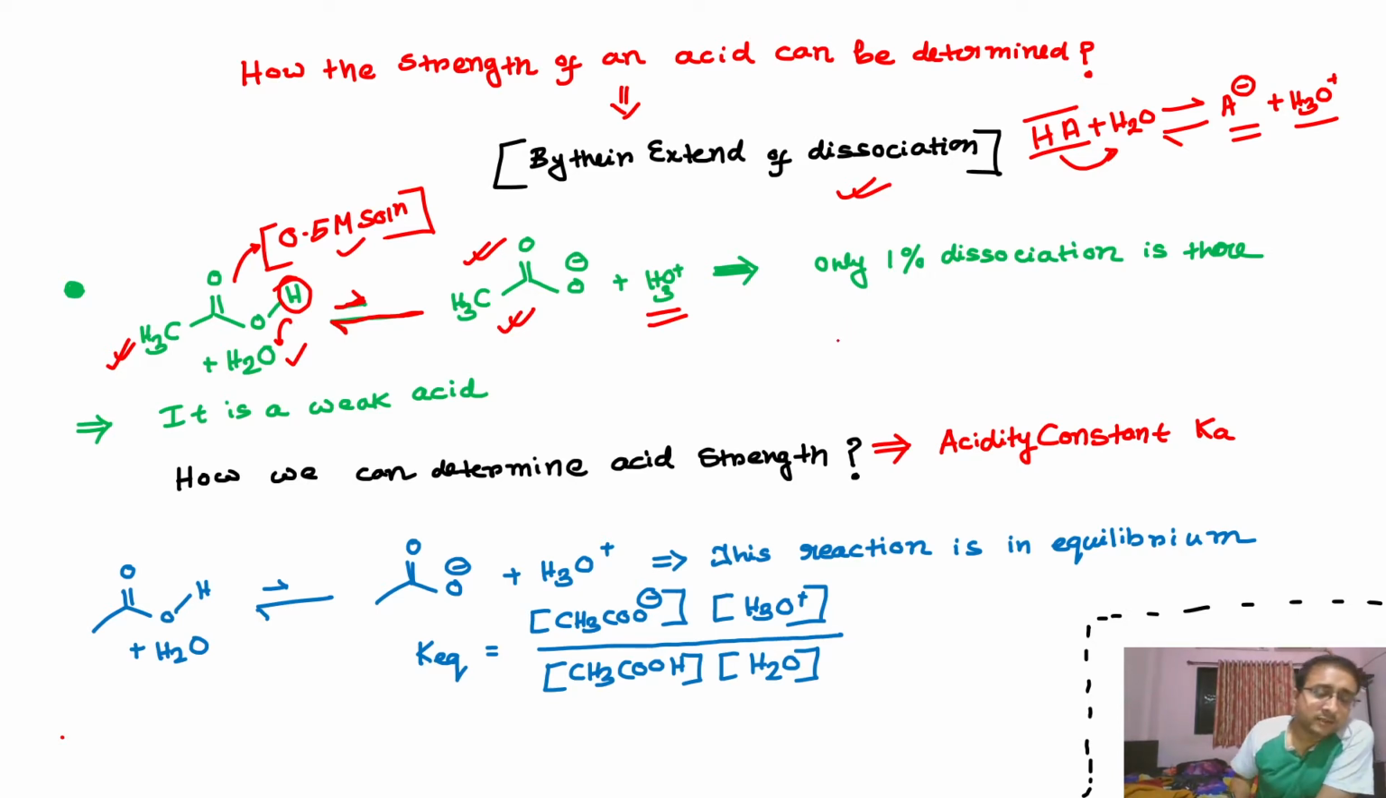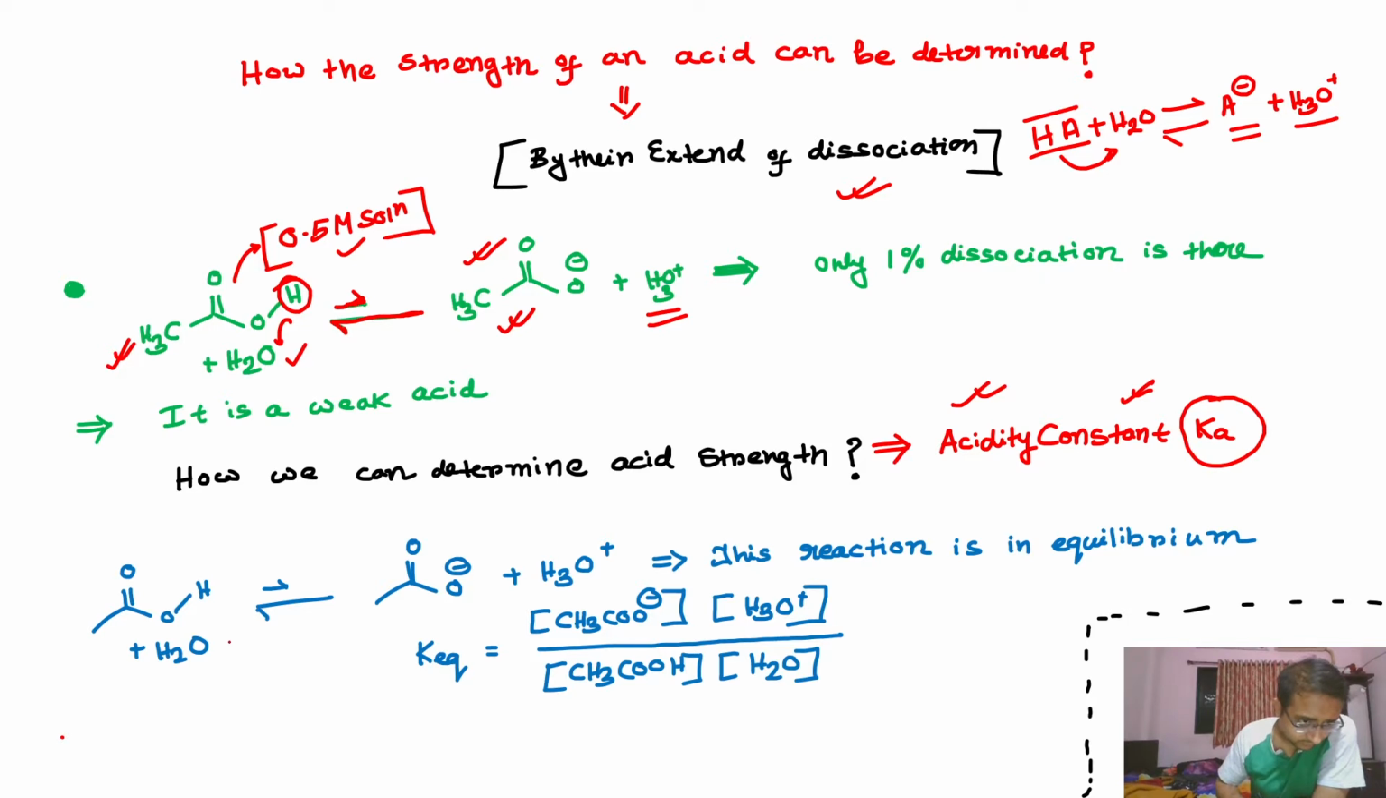Now there must be some parameter by which we can say whether an acid is a weak acid, a moderate acid, or a strong acid. So what is this parameter? The parameter is called the acidity constant, also denoted by Ka. This is the constant which determines the strength of any acid.